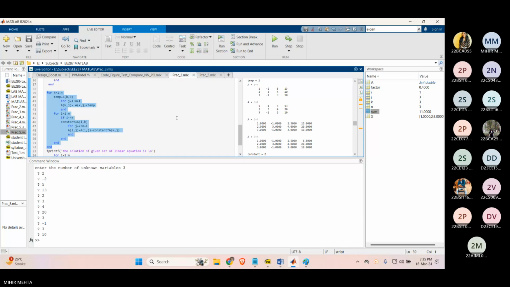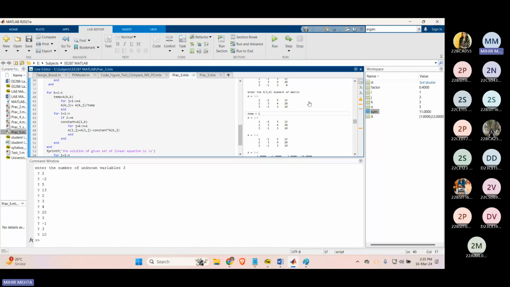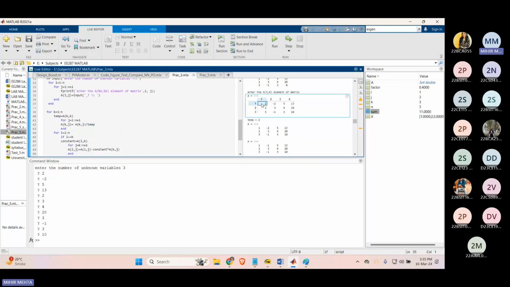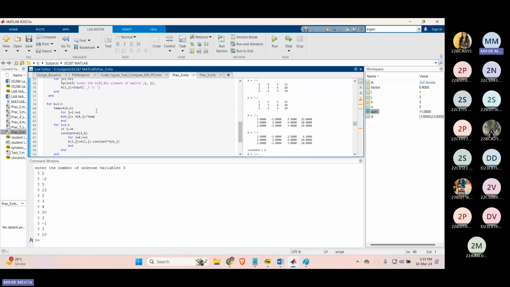Initially we have k equal to 1 to n, so initially the value of k is 1. The temp is a variable that has been created and it stores the value of k. Since k is 1, it stores the value of a11. This is the matrix that has been formed, and the value of a11 is 2. That is why the value of temp is 2.